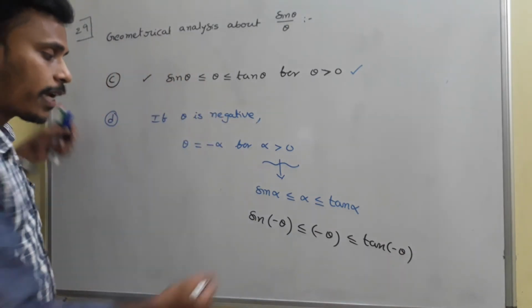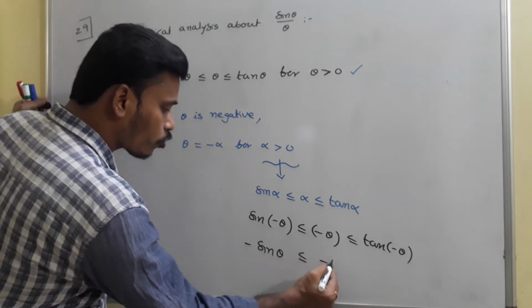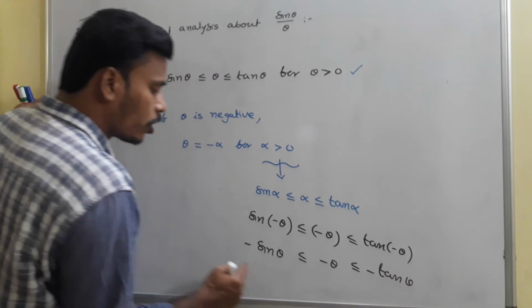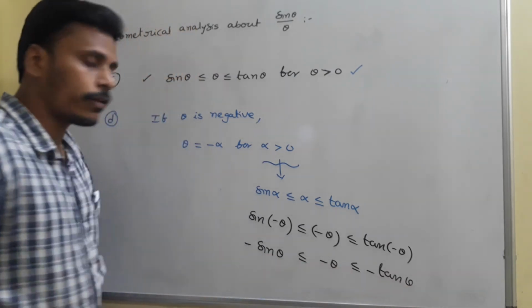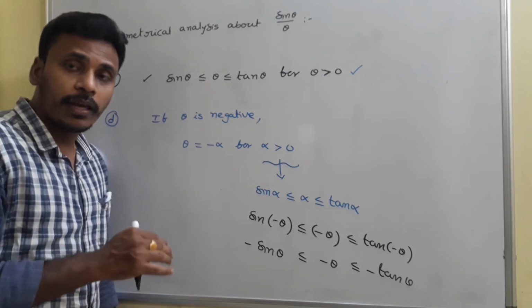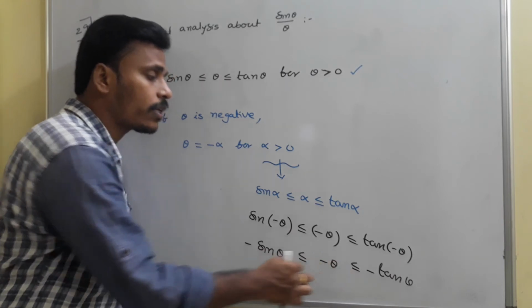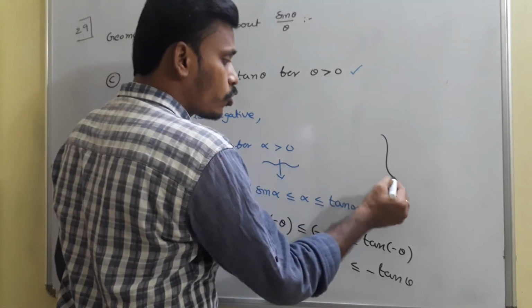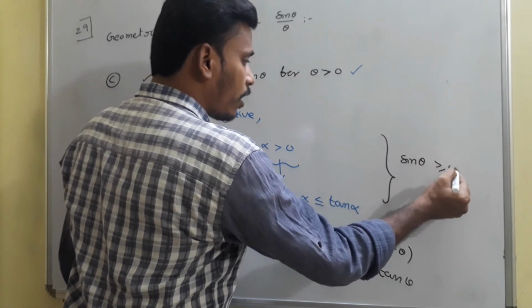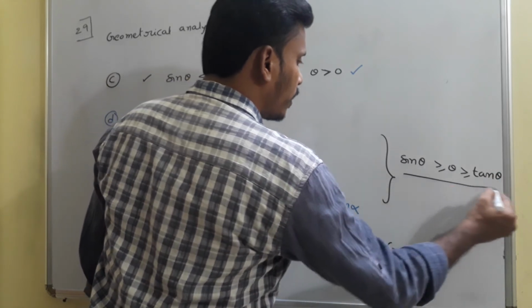And we know sin of minus theta is minus sin theta, less than or equal to minus theta. Tan of minus theta is again minus tan theta. So everywhere minus is involved. But we need to think about sin theta and tan theta. Multiply everything with minus. If you multiply everything with minus, these inequalities will get changed. So from this situation, we have that sin theta is greater than or equal to theta is greater than or equal to tan theta. That's the final statement.